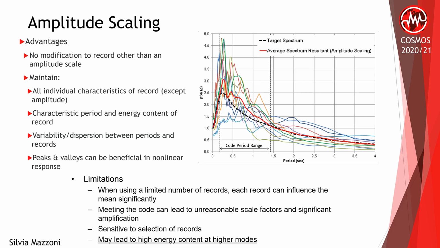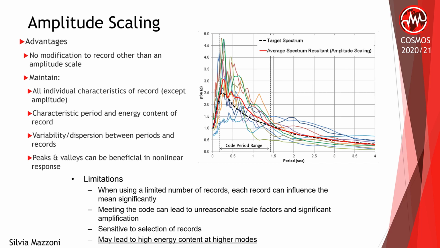Amplitude scaling has tons of advantages. You don't have to modify the records. It's very easy. You select the records, you apply the scale factor. Oftentimes the scale factor is applied in your analysis program, so you don't have to worry about it. What's good about amplitude scaling is that you're maintaining the individual characteristics of the records. The characteristic period and the energy content of each record is not modified. And the variability and dispersion between periods and between records is there.